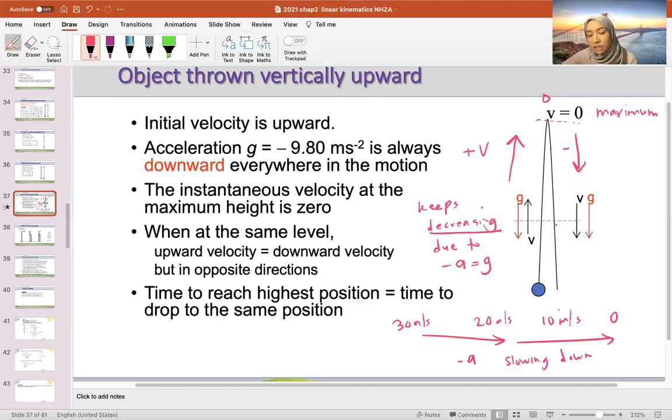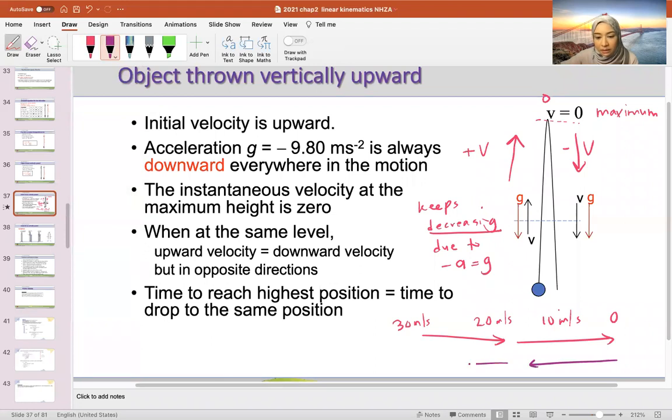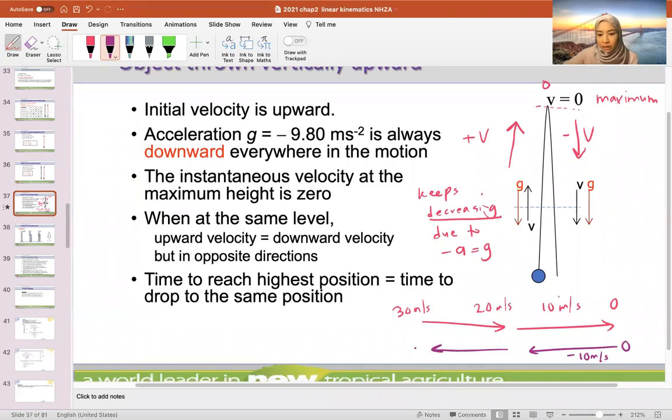Okay, lepas tu baru dia boleh jatuh, and then it becomes negative v, and now the velocity keeps on increasing. Kalau kita bayangkan train tu, dia sekarang ni patah balik, tapi dia patah balik pada kosong kan. So sekarang dia minus 10 meter per second, and then minus 20 meter per second, and then minus 30 meter per second. So dia lalu ke kanan, lepas tu berhenti, lepas tu dia patah balik. So the velocity becomes negative.